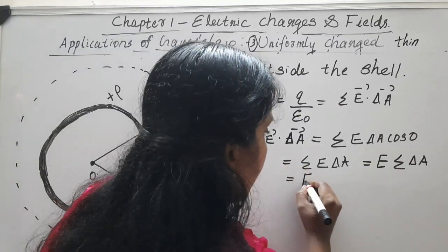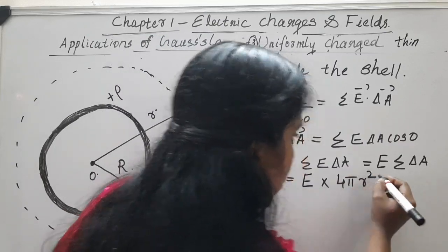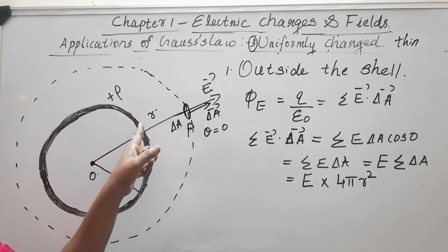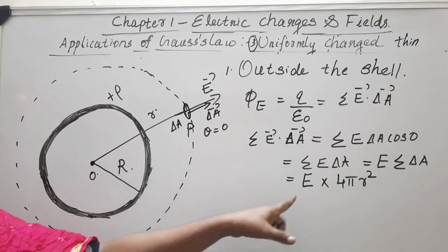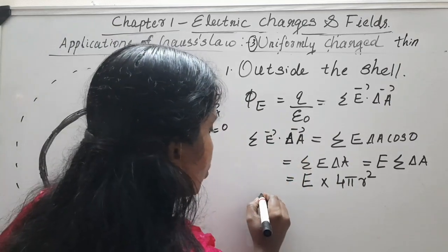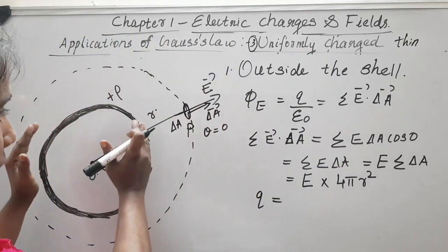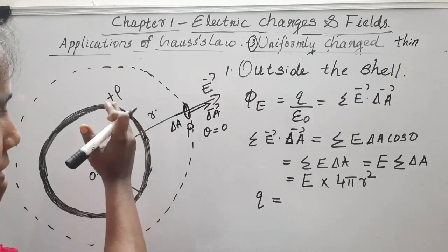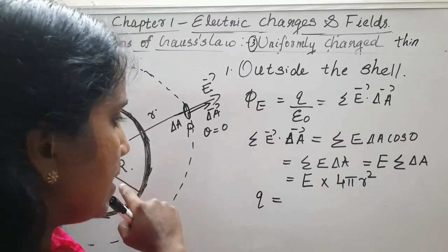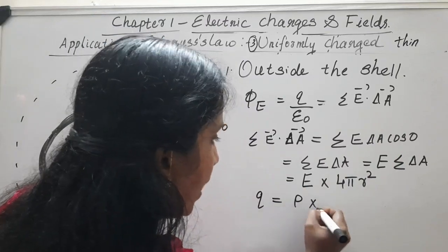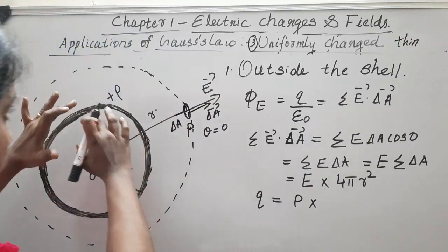So our expression becomes E into, what is the area of the Gaussian surface? It is 4 pi r square, because the Gaussian surface has radius small letter r. Capital letter R is the radius of the spherical shell. Don't get confused. Now we need to write what is Q. What is Q? The charge enclosed by the Gaussian surface. The Gaussian surface encloses the spherical shell, so it is the charge of the spherical shell. The spherical shell has volume charge density rho, so rho into its volume. What is its volume?